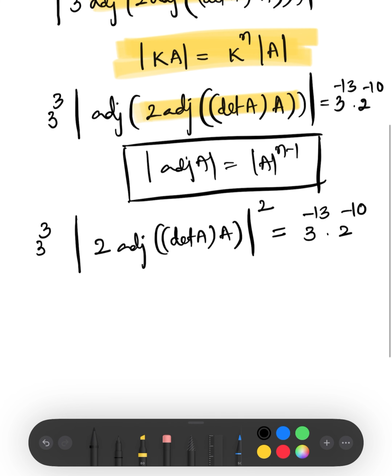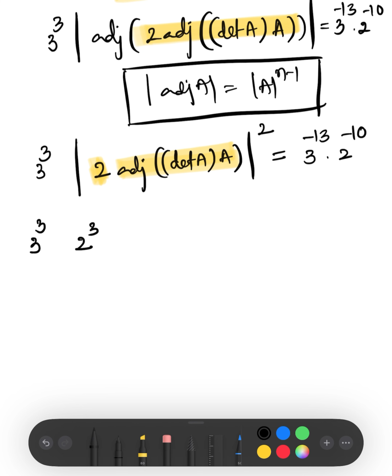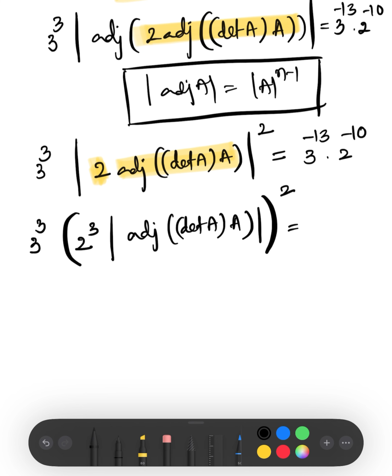Now we know that det of kA is k power n into det A. See, if you observe this, it is in the form of det of kA, that k, and this is nothing but A, det of kA, k power n det A. From this, k power n, what is k power n? 2 cube, det adjoint of det A into A whole square equals to 3 power minus 13 into 2 power minus 10.